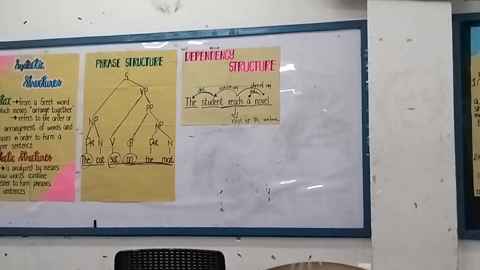Next is the structure of modification. When we say structure of modification, it is composed of a head and a modifier. This structure may enlarge, choose, change, or even describe the head. The modifier is the word that changes or modifies the head. Examples of modifiers are adjectives and adverbs.